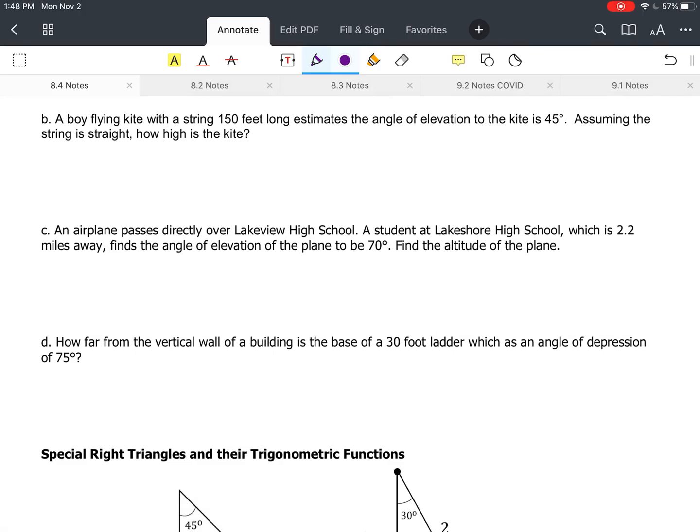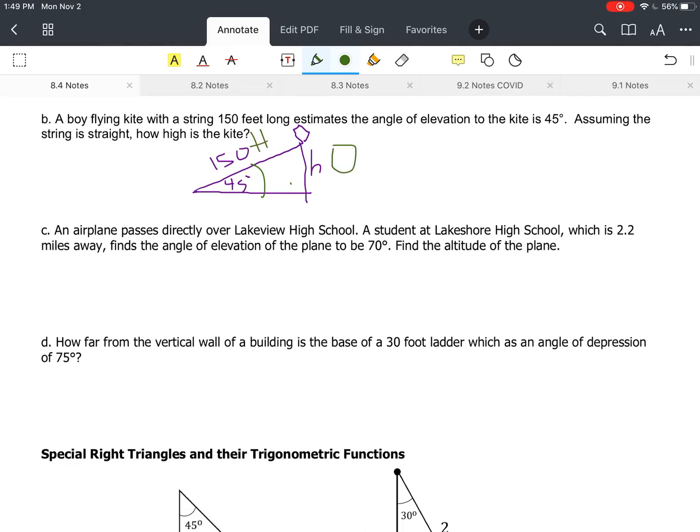In letter B, a boy flying a kite with a string 150 feet long estimates the angle of elevation to the kite to be 45. So here's my string, and my kite's here at the top, and the string is 150 feet long. The angle of elevation, so from where the bottom of the string is to the top of the kite, is 45 degrees. So let's label this 45 degrees. Assuming the string is straight, how high is the kite? So we want to find this value here, the height of the kite.